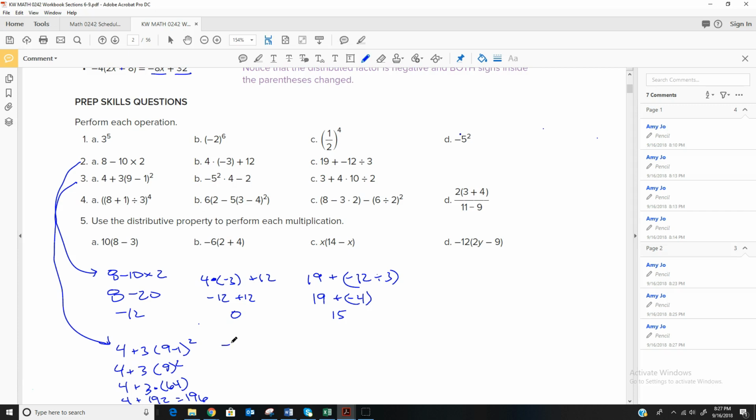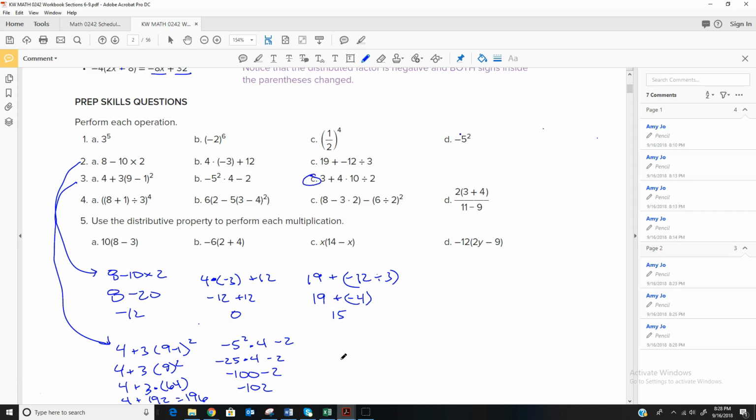This one, we've got negative 5 squared times 4 minus 2. We're going to do the exponent before we multiply. This has a negative out in front, so this is going to be negative 25. It doesn't mean negative 5 times negative 5. It means negative 5 squared, or negative 25, times 4 minus 2. And then we do the multiplication before we subtract, so that would give us negative 100 minus 2, which means we're going to get negative 102.